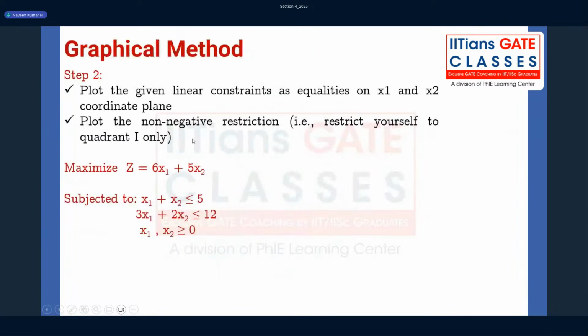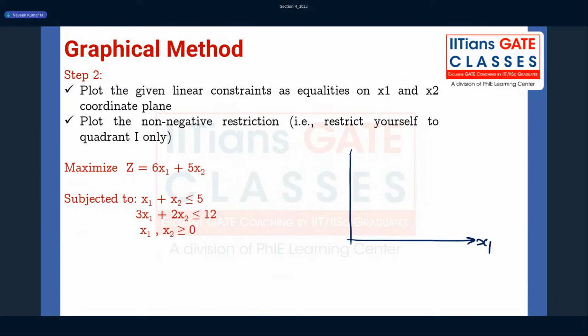How are we going to solve it? Step two in the graphical method, that's why I wrote the graphical method here, is first you have these things given. If it's not given, you have to convert it. The next step is to plot the linear constraints as equalities on the x1 and x2 coordinate plane. And then plot the non-negative restriction, restrict yourself to quadrant 1 only. So they are telling you to plot constraints 1 and 2.